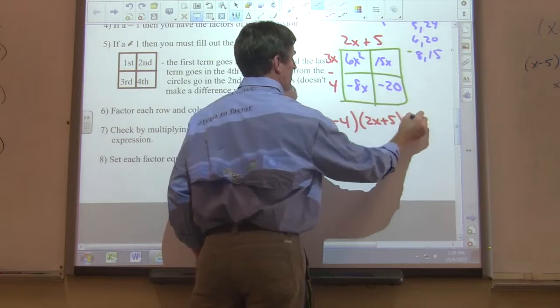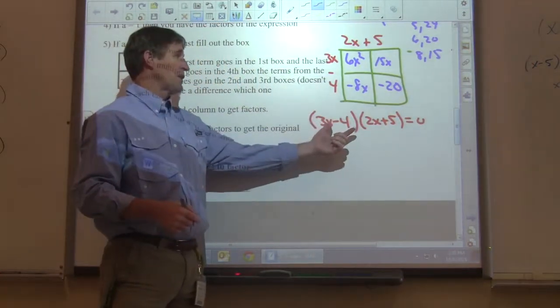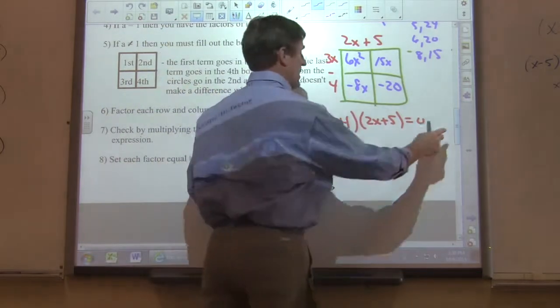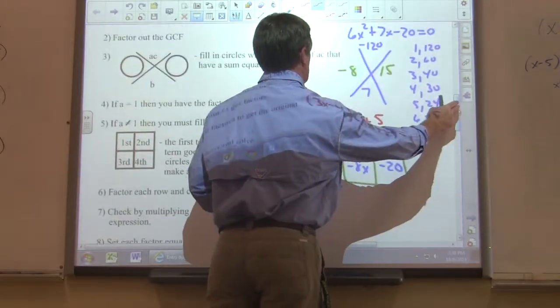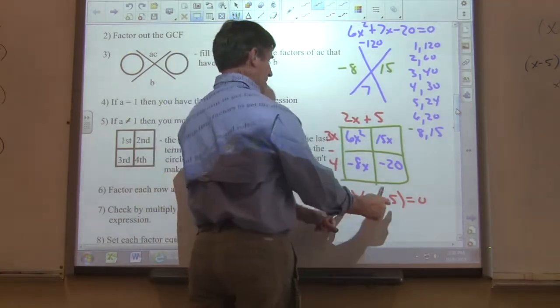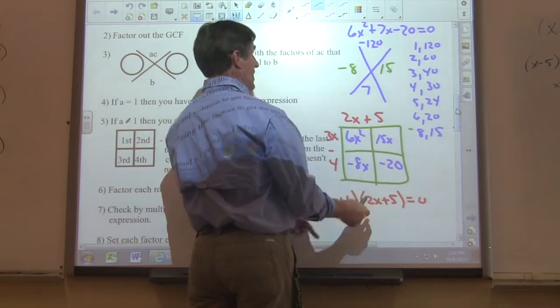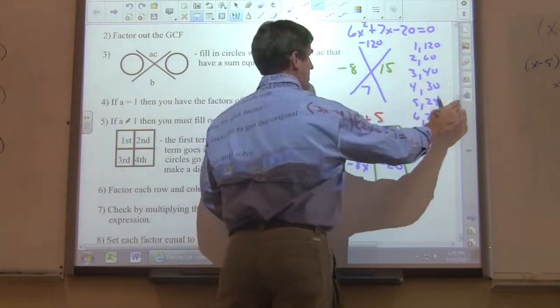2x plus 5. Now it doesn't make any difference what order you put those in. You could have the 2x plus 5 first and the 3x minus 4 second. But let's check it and make sure we're okay. 3x times 2x is 6x squared. Negative 4 and 5 is negative 20. 15x and negative 8x is 7x. So I know I'm right.